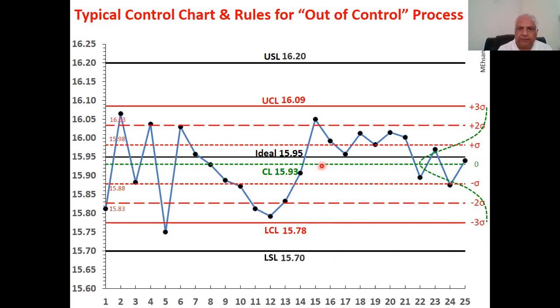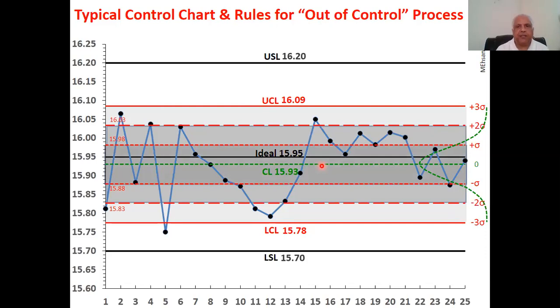This is the center line. This shaded area is the 3 sigma band, or 3 standard deviations. This darker shade represents the region of 2 standard deviations. And the third, the darkest shade, is the region of 1 standard deviation. This is the bell curve of the process. First things first, what center line, or what mean, have we achieved? 15.93. Well, it is close enough to 15.95 because the shift is very small. This is the shift. Ideal was 15.95. We have achieved 15.93. So very good. The production process is very good.